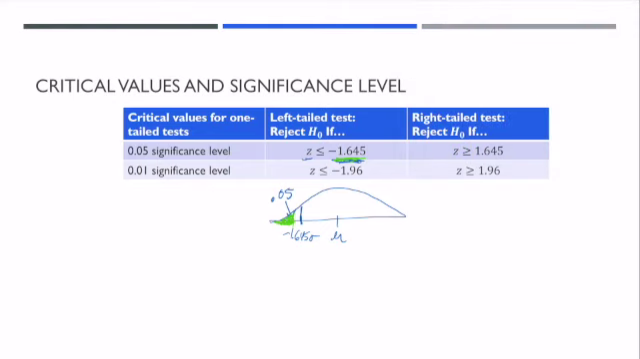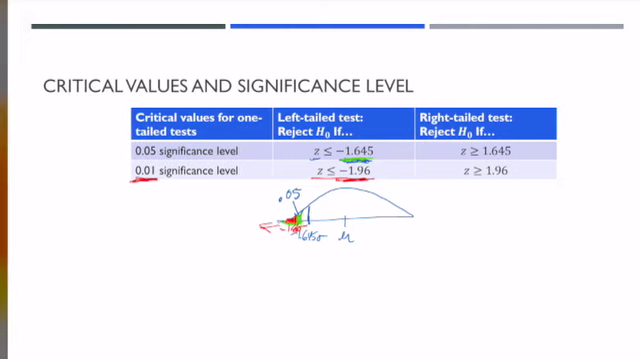The same is true for the 0.01 significance level. For my left-tailed test, the area at negative 1.96 standard deviations away from my mean is 0.01. So if I get a z-value even less than that, so further to the left, the area is going to be even smaller. So I know I can reject my null hypothesis at the 0.01 significance level.